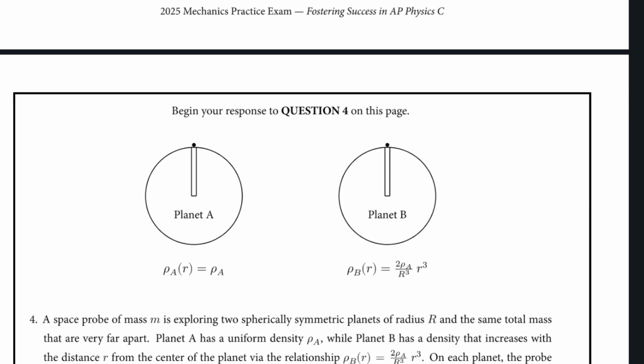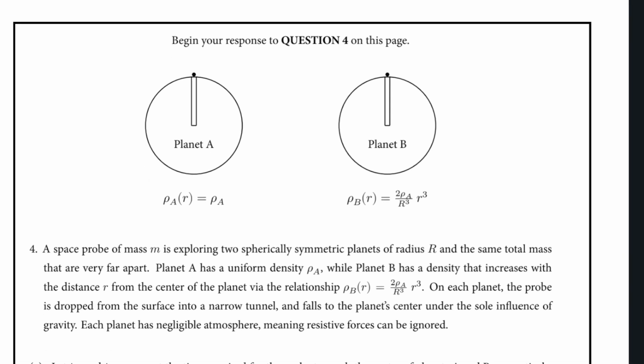And lastly, we got the QQT. So this one is actually about gravitation, which is interesting because there's not many about it on the free response portion. So we have a space probe of mass little m exploring 2 spherically symmetric planets of radius big R and the same total mass that are very far apart. So same mass, same radius.